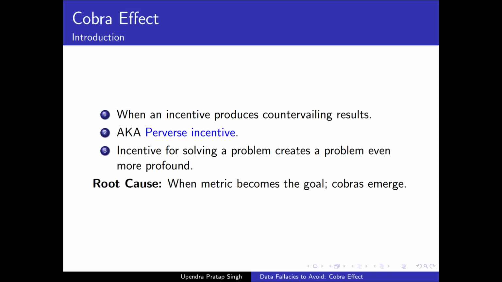And what is the root cause of this effect? The root cause of this effect is that we have inadvertently chosen a metric and we have made it to be a goal. So whenever a metric becomes a goal, there is a strong likelihood that that particular metric is eventually going to fail the system, and then we say that due to bad design of the metric and the following up of that metric to become the goal, cobras have emerged.